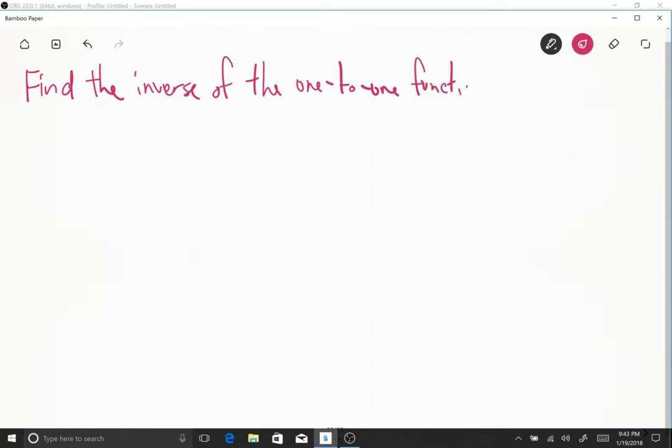Find the inverse, and you're welcome. That's what I'm here for, is just to help out. Find the inverse of the one-to-one function. Let's say g of x equals, so this starts to trip people up, (4x minus 7) over (5 plus 9x).